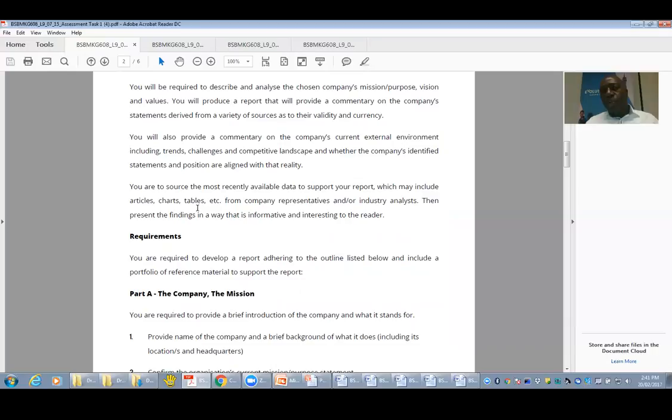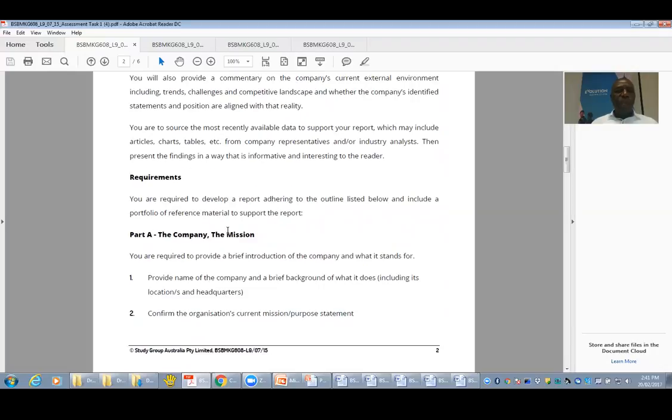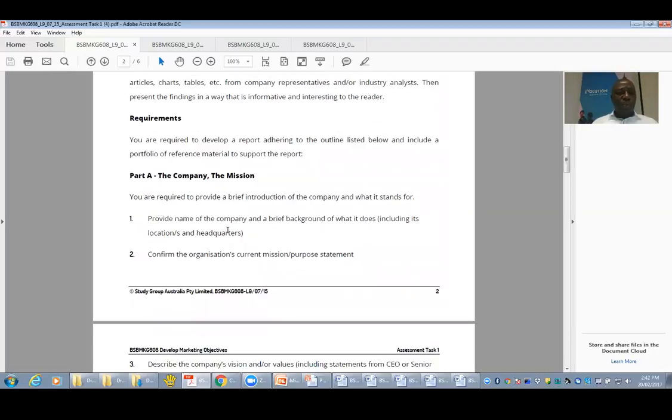You know, companies like Apple, Toyota, Philips, Ford Motor Company, they're all very international, and even companies like Zara. There's quite a plethora of companies for you to choose from. The most important thing is to make sure that the company has a basic mission statement.